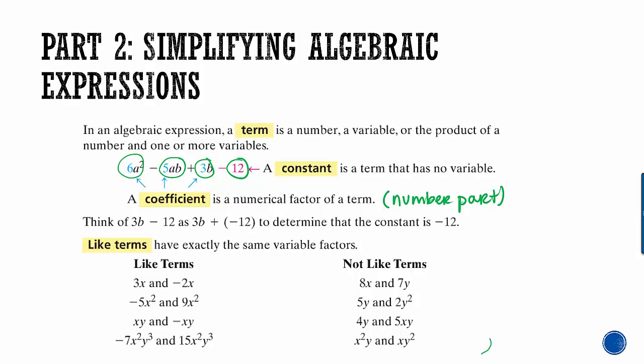Like terms are terms that have exactly the same variable factors. So 3x and 2x, negative 5x squared and 9x squared, xy, negative xy. The letter parts are the same. Not like terms, a better example would be like 8x and 8y. So even though the number part's the same, because the letter part's not the same, these are not like terms. We could not combine them.